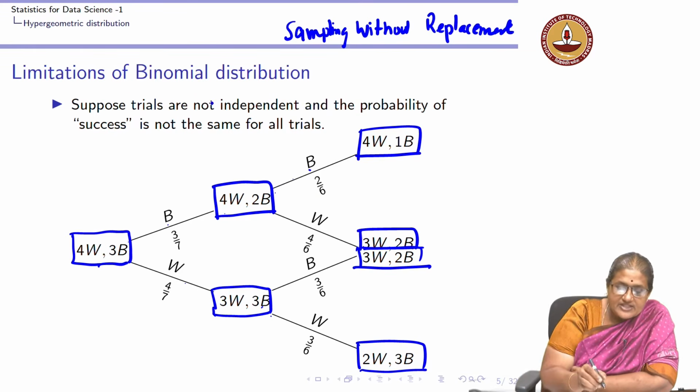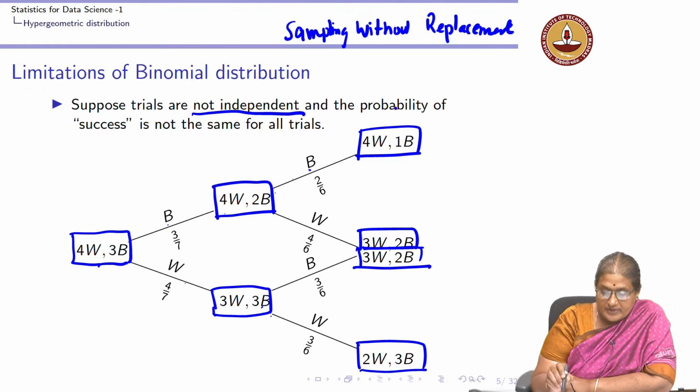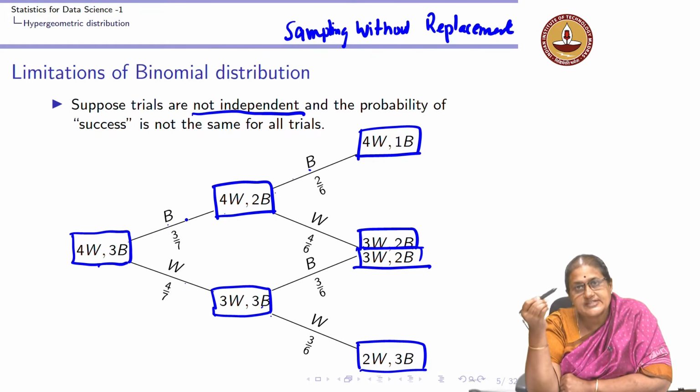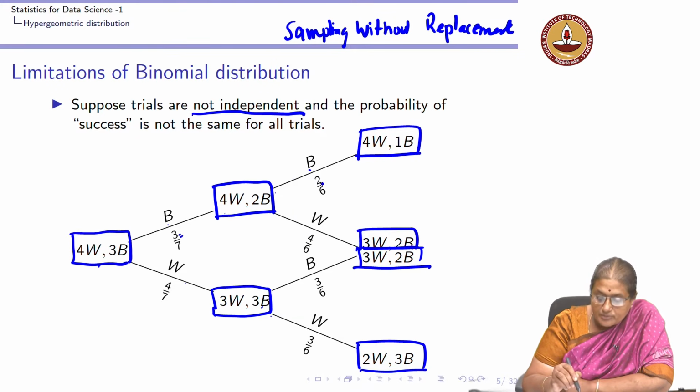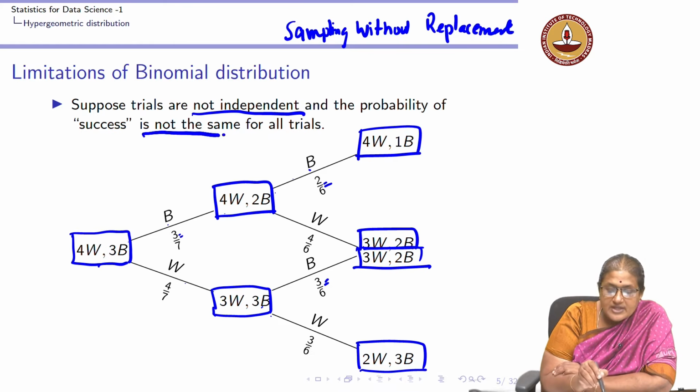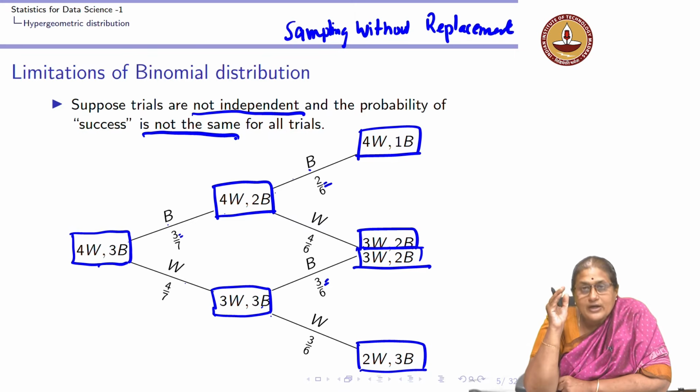So the first thing is, we have that trials are not independent. Similarly, the probability of a success, if I define success to be the drawing of a black ball, the probability of drawing a black ball was 3 by 7 here, the probability is 2 by 6 here, and it is 3 by 6 here. So it is not the same. So in this case, I cannot model a situation.